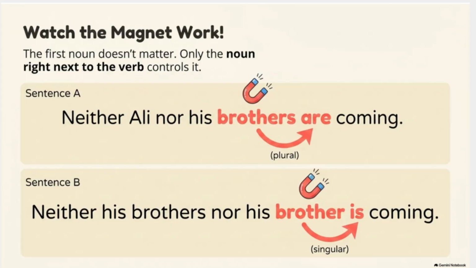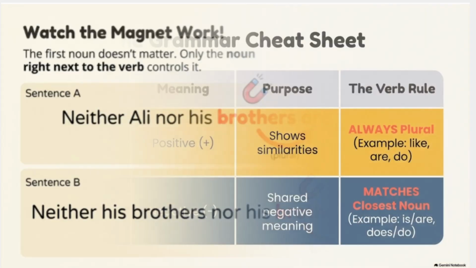Now, neither the teacher nor the students are absent. The closest subject is the students, so we use are. This is why word order is important with neither nor. When you are choosing the verb, look at the subject immediately before the verb.